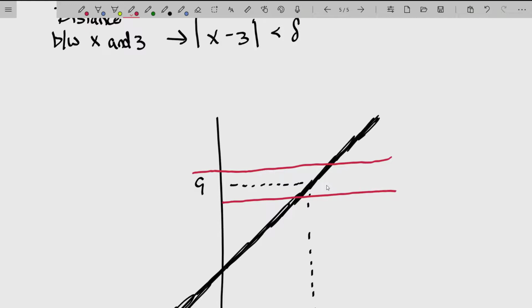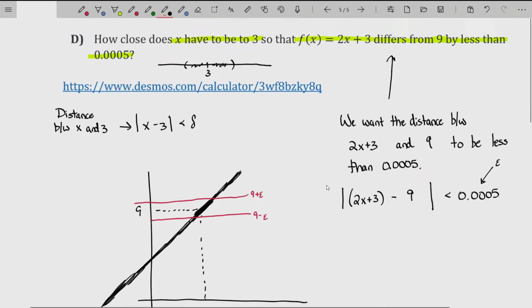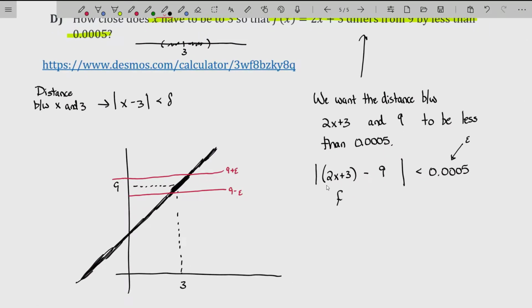Maybe it'd be best if I start there. There we go. I want a band about 9 that's symmetric: 9 minus epsilon, 9 plus epsilon. That's an epsilon neighborhood. And notice the function right now is captured within this epsilon neighborhood, at least this part of the function is. I'm trying to highlight that part of the function right there. So it's within the epsilon neighborhood. Therefore, our function and our limit are bounded by an epsilon neighborhood. I want the distance between our function and 9 to be less than some epsilon, and luckily, they've handed us an epsilon.